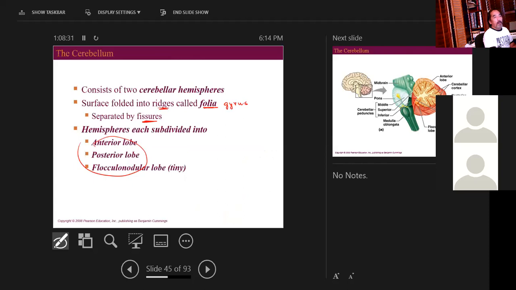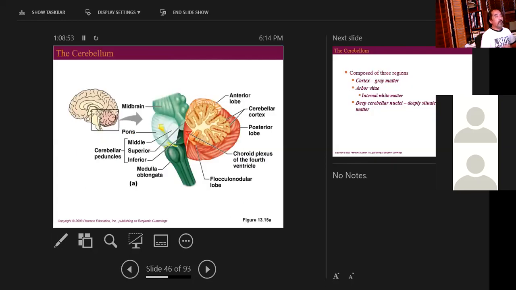In the cerebellum, the ridges are called folia and the separations are called fissures, but on the higher portion of the brain, especially the cerebrum, they call them your sulcus. All right, so we have the three lobes. Let's identify those three lobes. This is the anterior lobe of the cerebellum. This is the posterior lobe of the cerebellum. And this is going to be the flocculonodular part of the cerebellum.